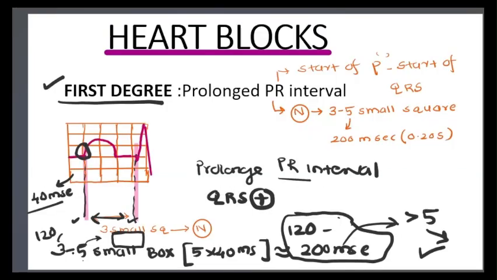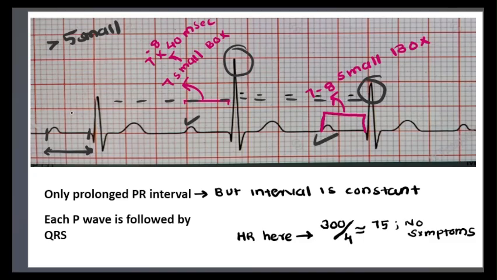To call it a prolonged PR interval, this distance should be more than 5 small boxes. So let's look at this ECG over here. This itself, one, two, three, four, five, is 5 small boxes. Plus one, two, three, it's almost 8 small boxes. So it's a prolonged PR interval, and there is no missing of QRS complex.